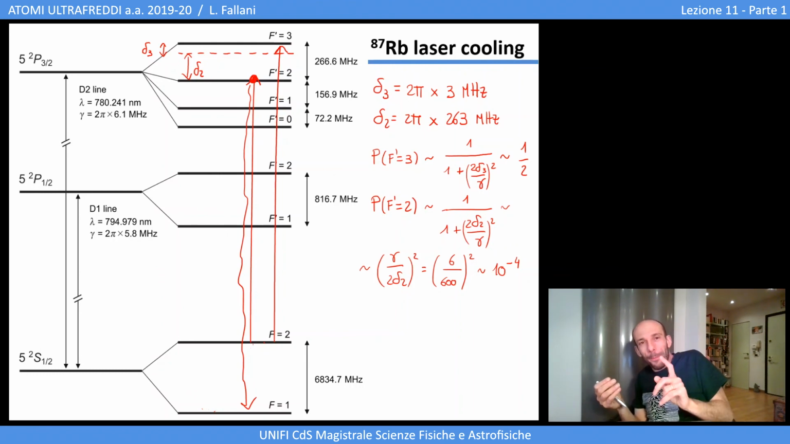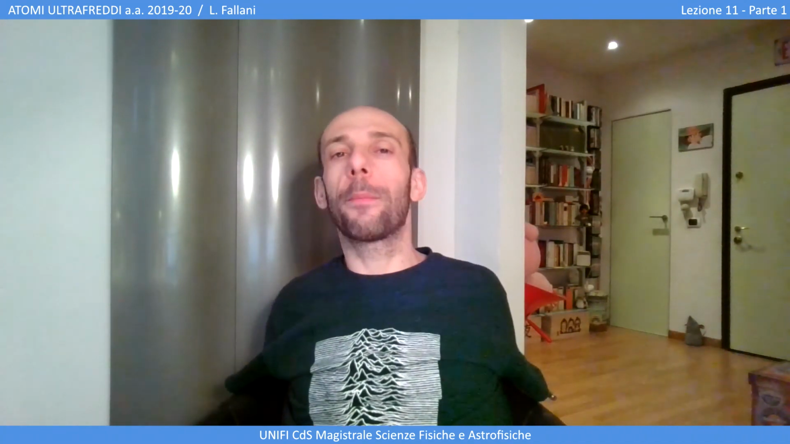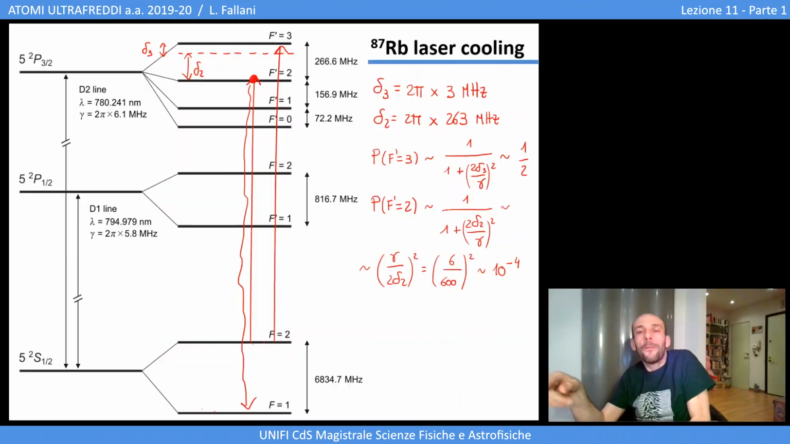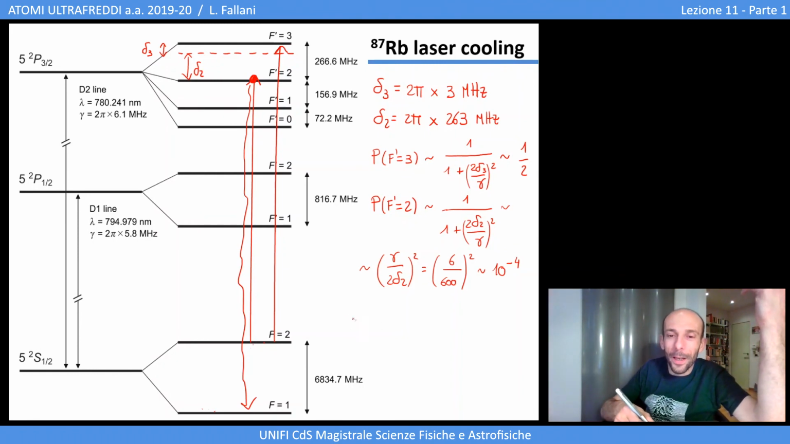But remember, when we perform laser cooling, we want a lot of photons to be scattered. And we gave some estimates in previous lectures. We want, for example, a number of photons that is 10 to the 5, but can also be 10 to the 6 according to the scheme that you use. And so 10 to minus 4 is small, but not small enough.